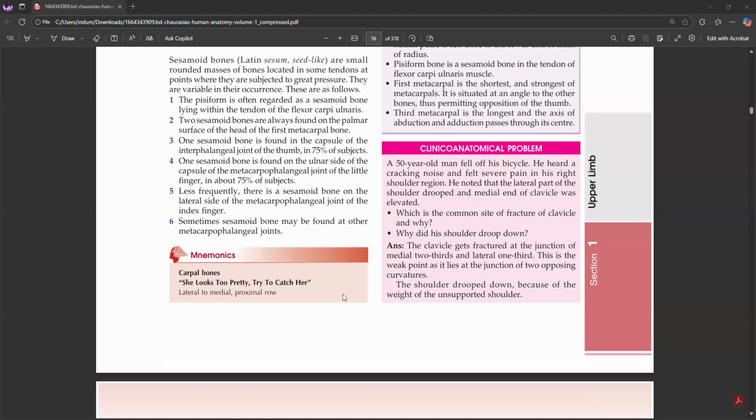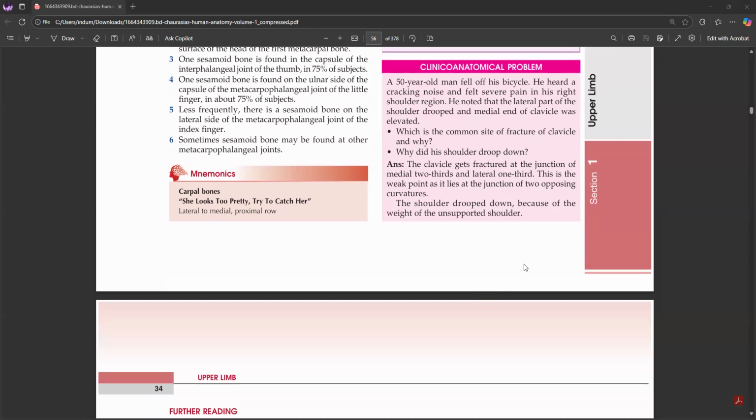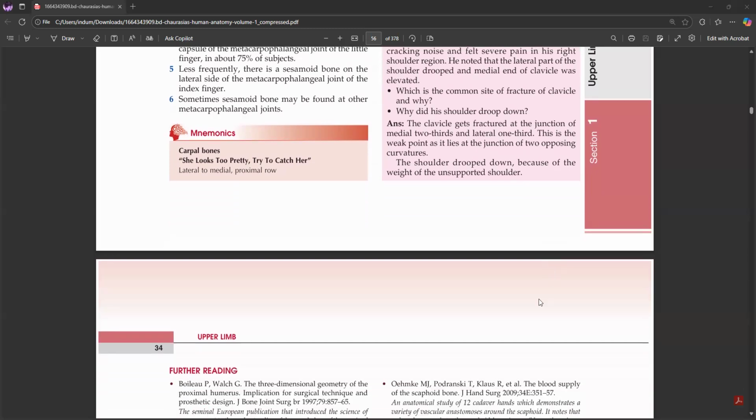The clavicle gets fractured at the junction of medial 2/3 and lateral 1/3. This is the weak point as it lies at the junction of two opposing curvatures. The shoulder drooped down because of the weight of the unsupported shoulder.